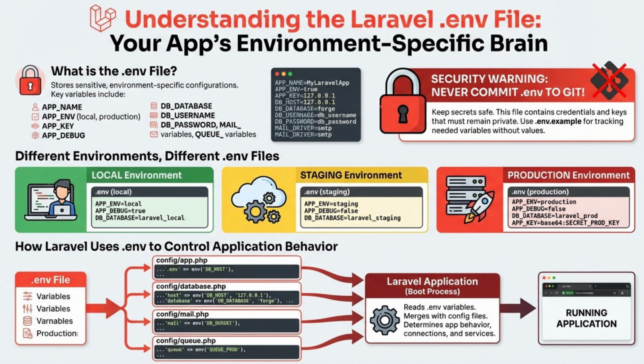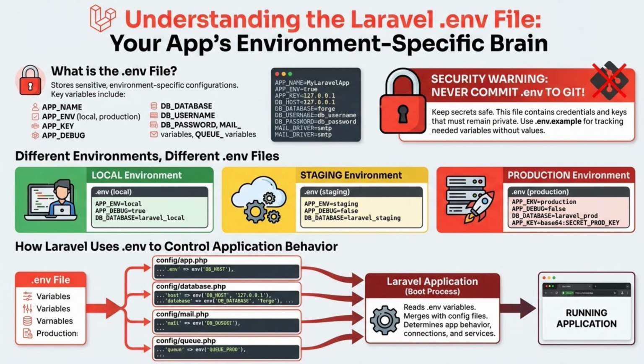By the time Laravel finishes loading the .env values and merging them with the configuration files, the application has a fully defined behavior profile. It knows which database to use, how to send emails, what debugging mode is active, and how to connect to every service it depends on. Once all of this is complete, Laravel begins running the application using the exact environment settings you've provided. This makes the .env file one of the most critical parts of the entire project. It gives you flexibility, security, and full control over how your app behaves in development, staging, and production, without ever touching your core code.